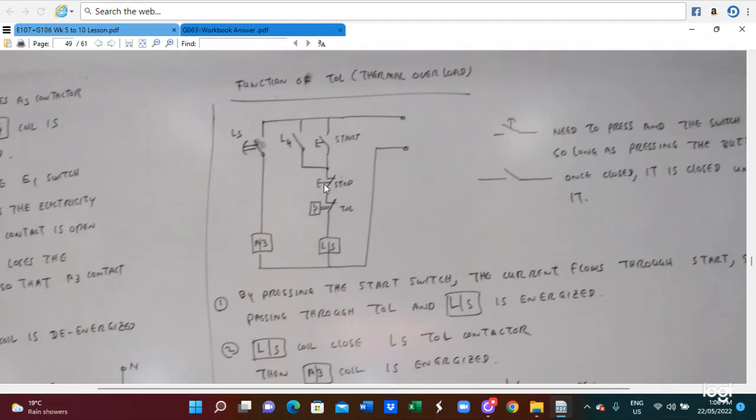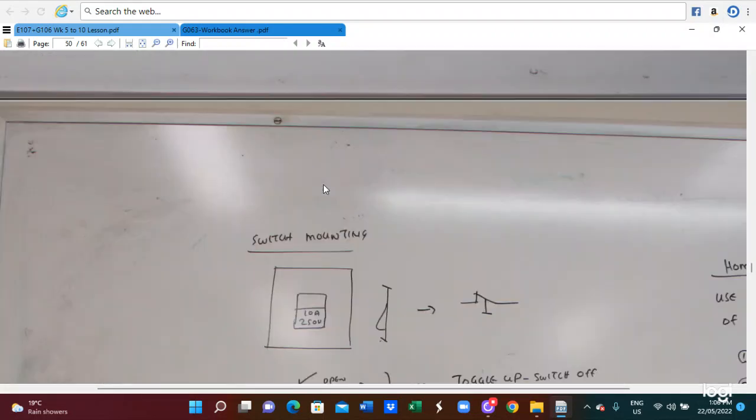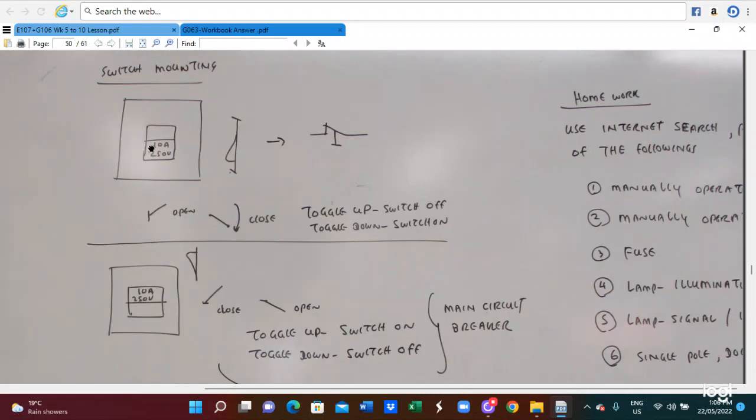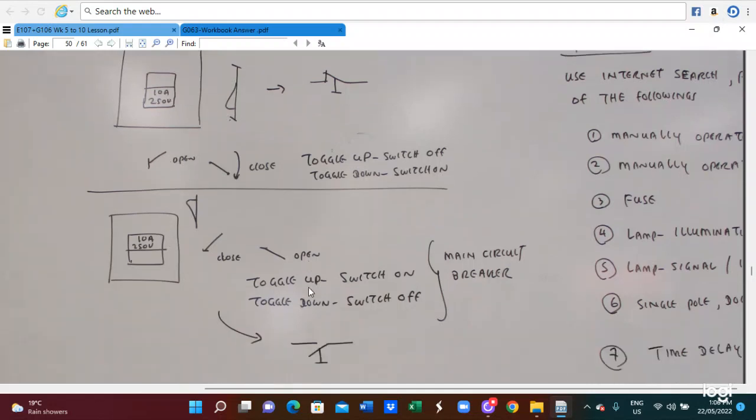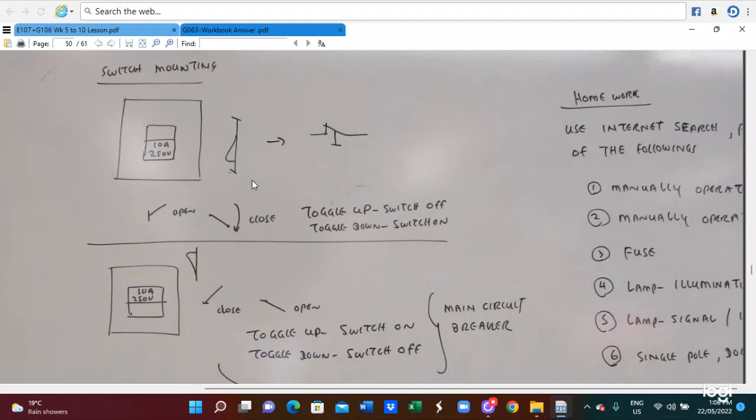So this is the operation that controls that. Here is the switchbook mounting. So this is the open switchbook mounting. We connect that. And this is switchbook mounting open and closed. This switchbook can be used in this diagram.